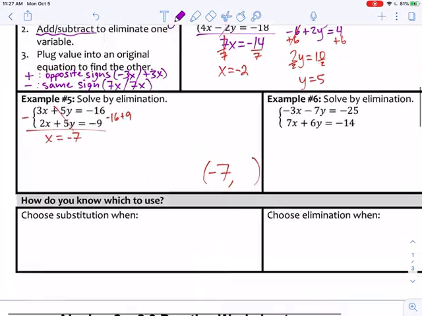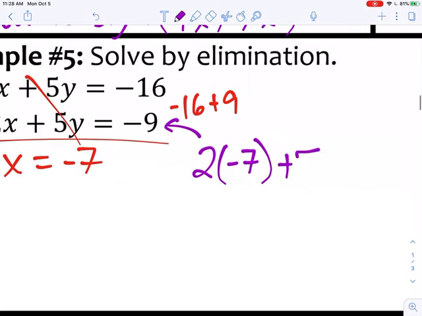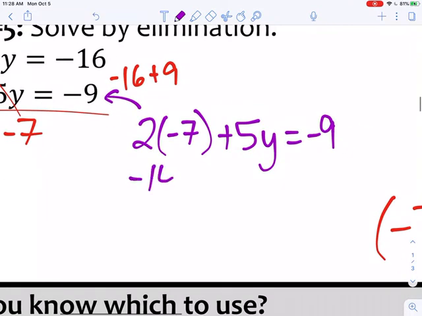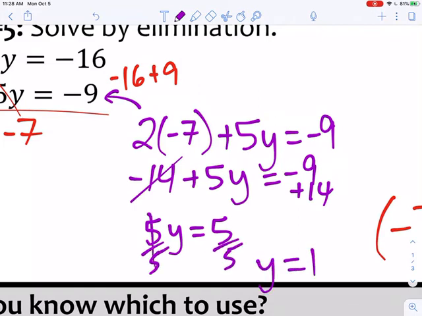And then we can go ahead and pick an equation that seems easiest for us and plug it in. So I'm going to pick the second equation this time. So 2, and instead of x, I'm putting my negative 7 plus 5y equals negative 9. So that brings us to negative 14 plus 5y equals negative 9. Add the 14. 5y is equal to 5. And then divide by 5. And y equals 1.